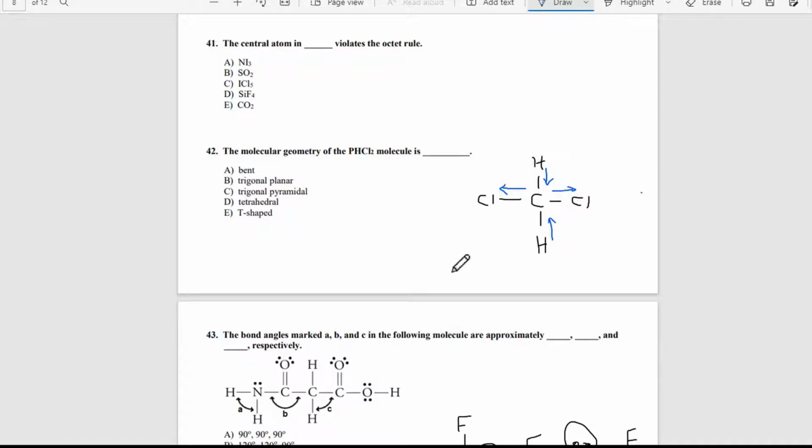But the problem is, this is not square planar. This is tetrahedral. So those two chlorines are always going to be more on one side, and the two hydrogens are always going to be more on the other. So that's why I say for that simple rule, if all of the atoms bonded to the central atom are not identical, then it's going to be polar. If they are all the same atom, they're all H's, or all Cl's, or all oxygens, then it's going to be nonpolar. If even one is different, then it's polar.